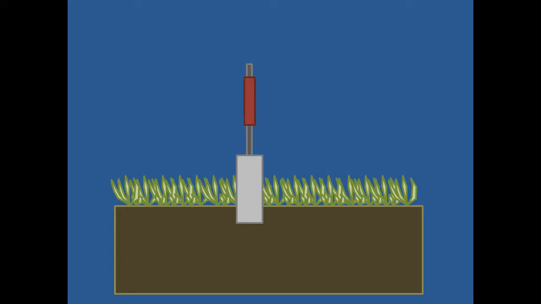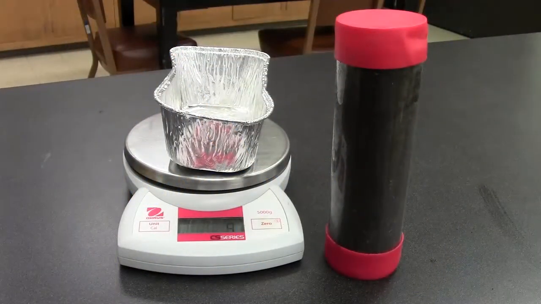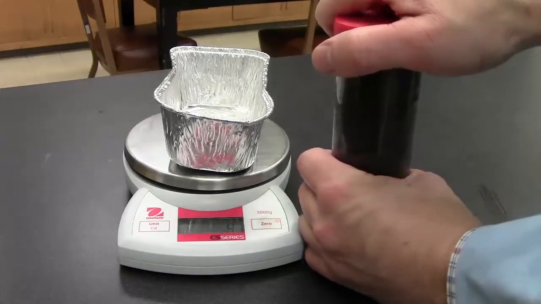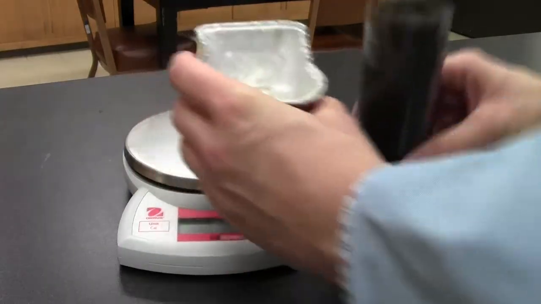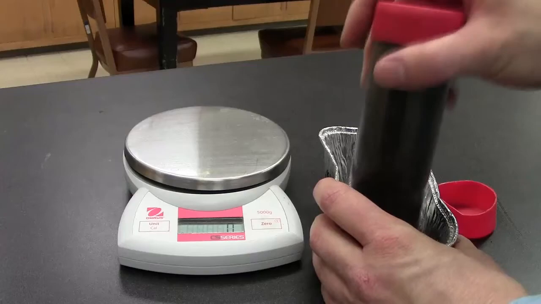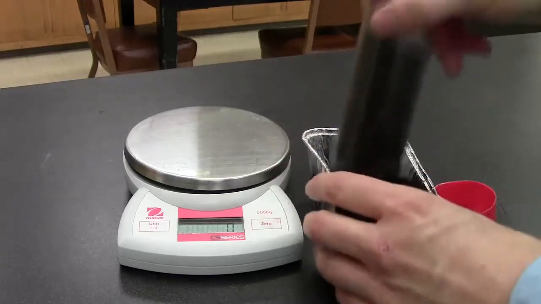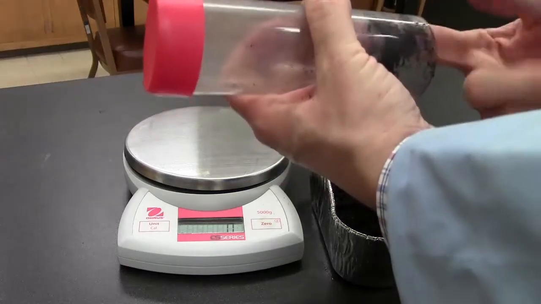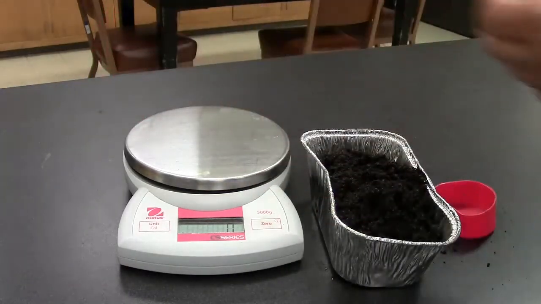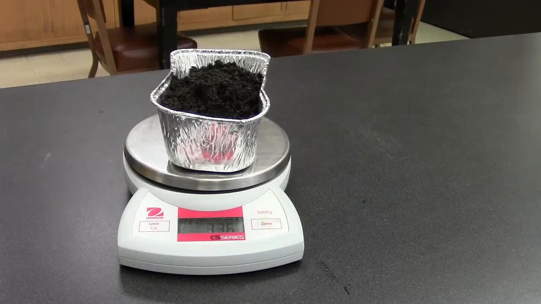In the field, we insert the sampler into the ground using the slide hammer. We then remove the core to take back to the lab. In the lab, we pre-weigh a container. This container weighs 9 grams. After transferring our soil core to the container, we then weigh our sample. This core weighs 327 grams after we deduct the weight of the empty container.